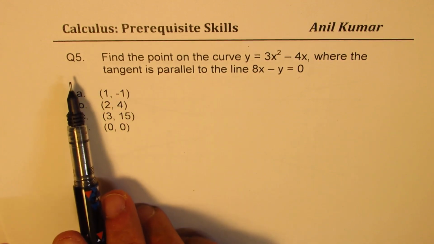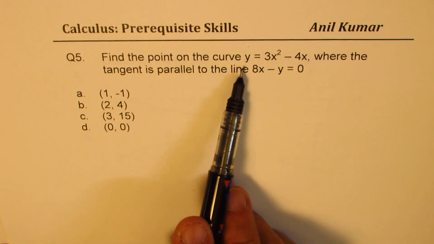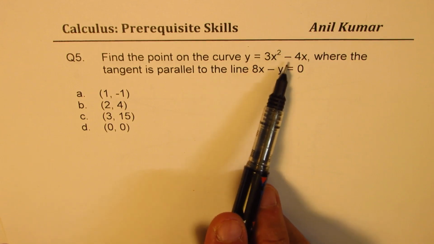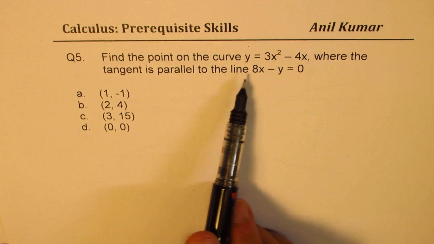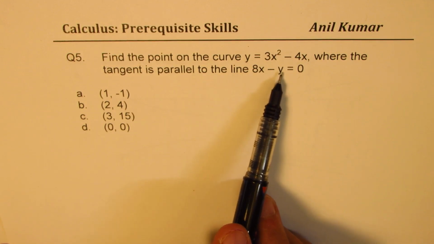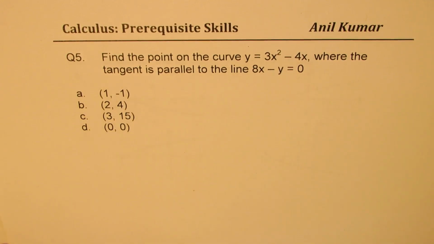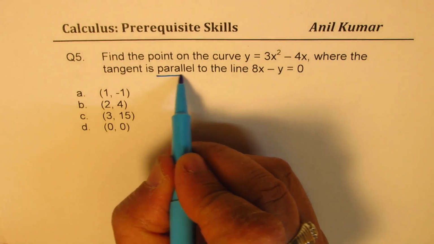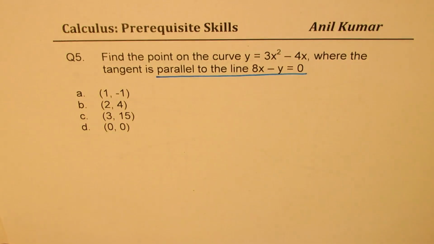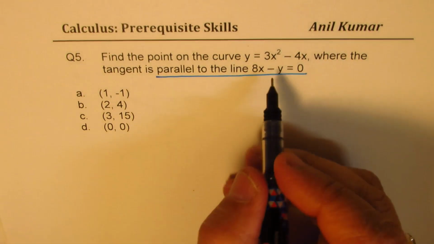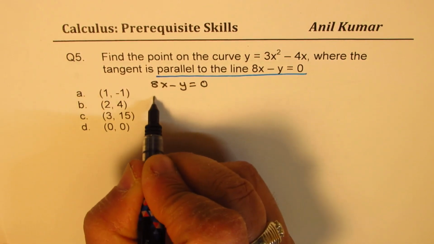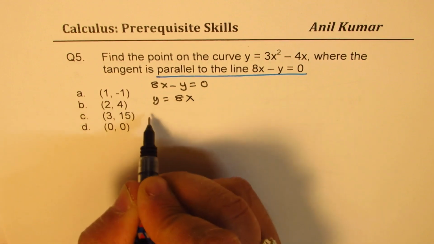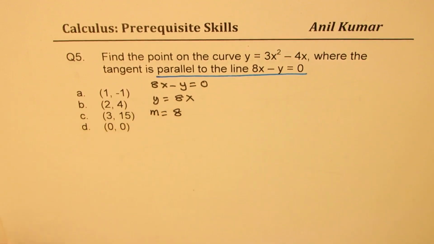Question number 5. Find the point on the curve y equals 3x squared minus 4x where the tangent is parallel to the line 8x minus y equals 0. So when we say parallel to the line, that means the slope is the same, right? So let's work that out. So this line 8x minus y equals 0 means y equals 8x, so the slope m is 8.